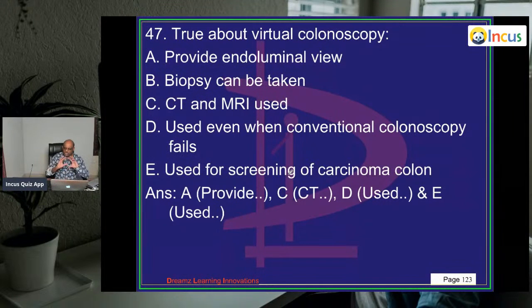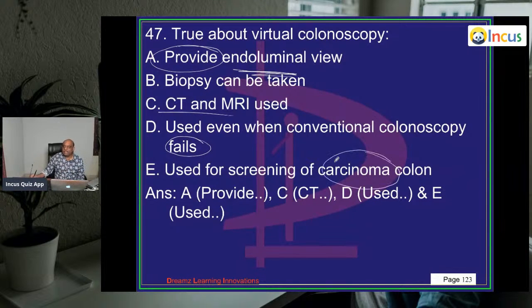So how do you do virtual colonoscopy? So virtual colonoscopy, it provides endoluminal view. We use CT and MRI. Whenever the conventional colonoscopy fails to detect, then you can do the virtual colonoscopy. And it's also used for screening for the carcinoma colon when the person is not ready to really undergo the colonoscopy.